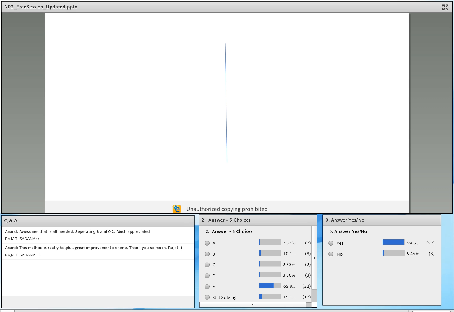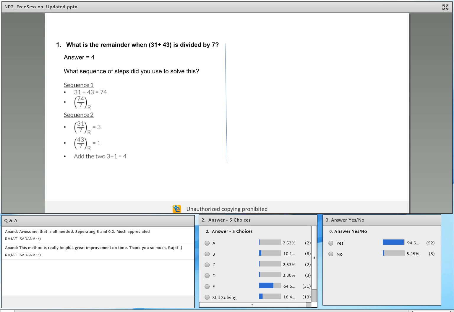We're going to look at 2 different cases, which we call adding and multiplying remainders. So we're going to take this case: what is the remainder when you add 31 plus 43 and divide it by 7? The answer is 4. Let's see how we can get that.